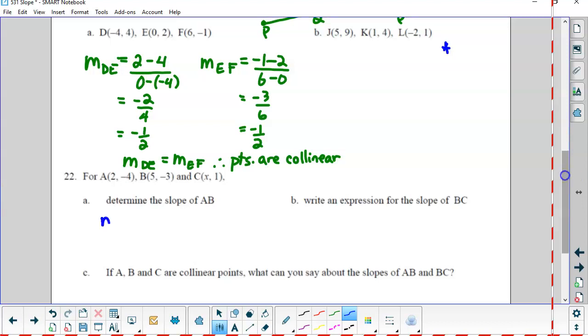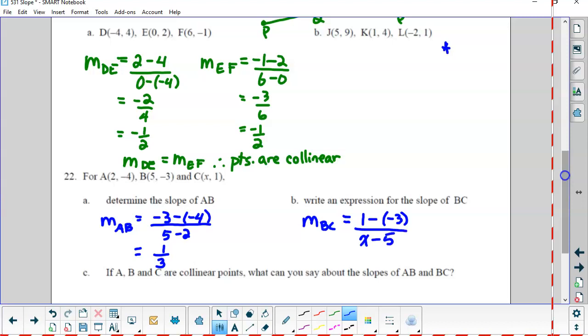So slope of AB, -3 minus -4 over 5 minus 2. Reduce it. Well, actually, it is reduced. Let me simplify that. Slope of BC would be 1 minus -3 over x minus 5. And simplify that. Okay, you're going to have a variable in the denominator.